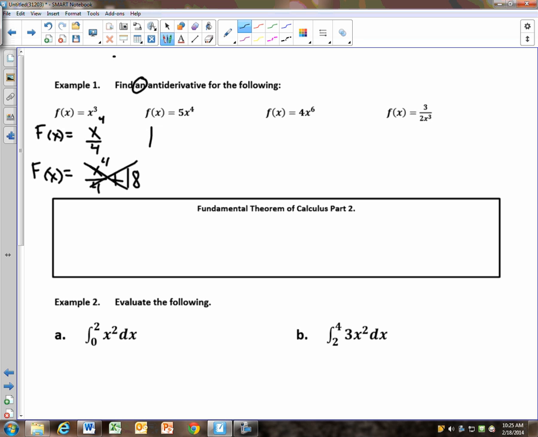So 5x to the fourth would be x to the fifth. This would be 5x to the fifth over 5, which would just be x to the fifth. This one, 4x to the seventh over 7.